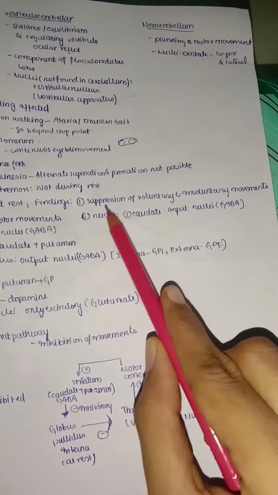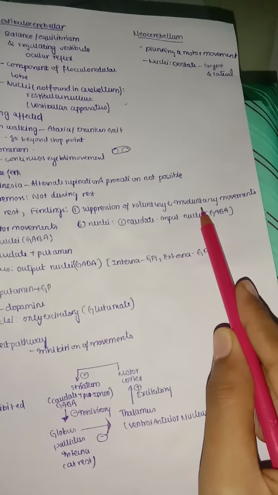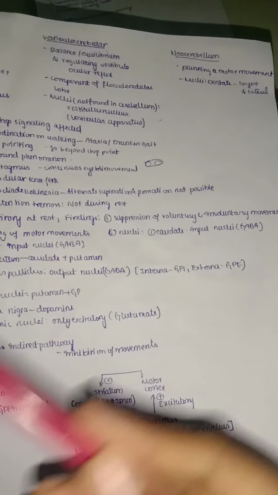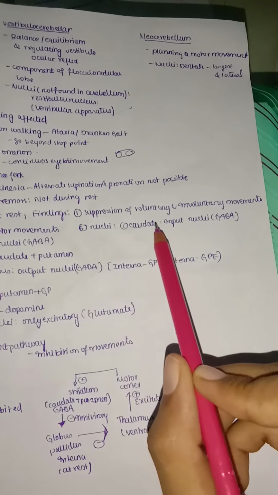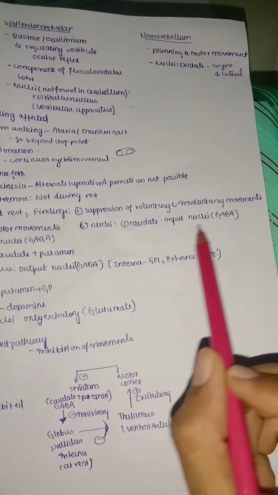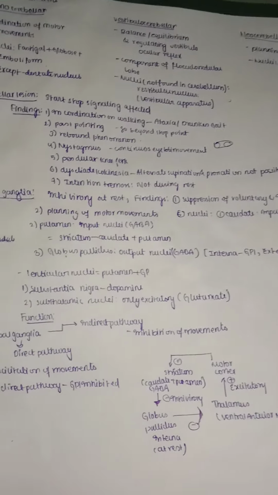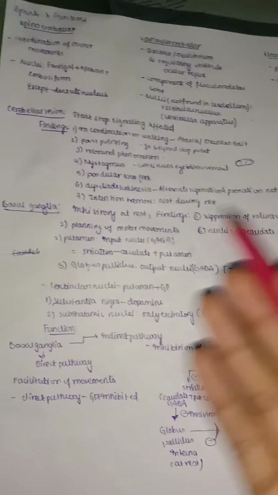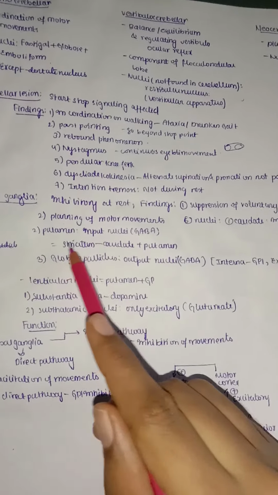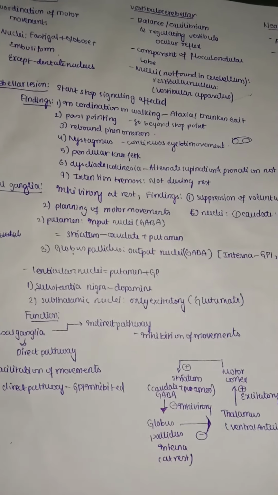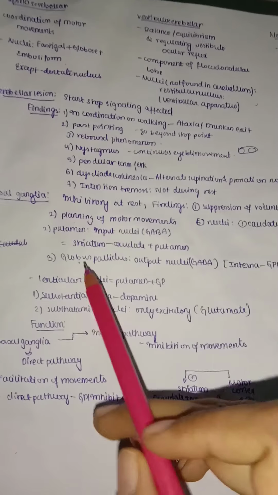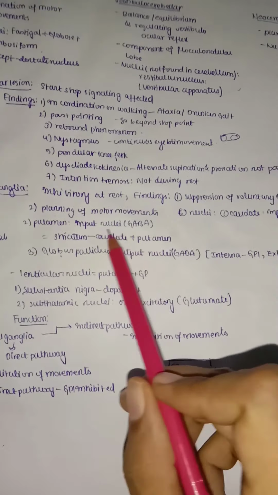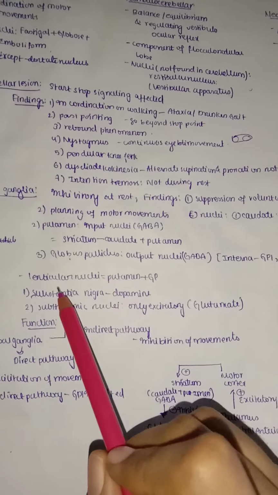The findings here are suppression of voluntary and involuntary movements. Both voluntary and involuntary movements are suppressed, because you can understand that even at rest the person is not able to move. The nuclei here are mainly the caudate nucleus, which is an input nucleus, with GABA as its neurotransmitter, and it is involved in the planning of motor movements, and the putamen. These are the main functions of the basal ganglia. The putamen is also an input nucleus and also has GABA as a neurotransmitter. The caudate nucleus and putamen together are called the striatum.